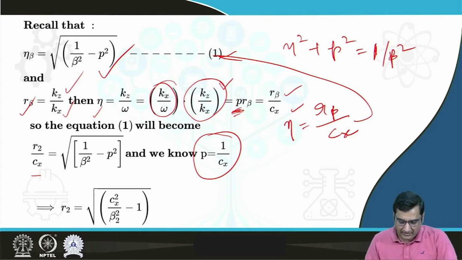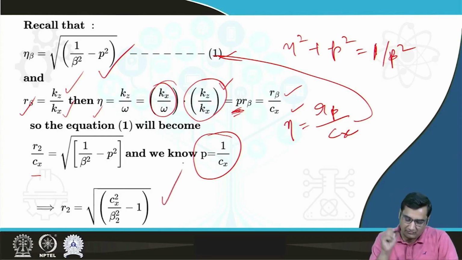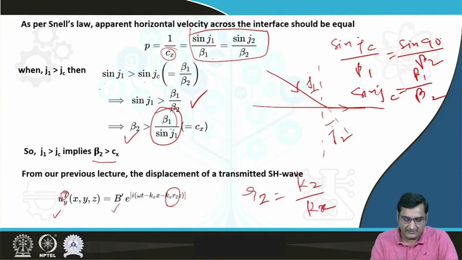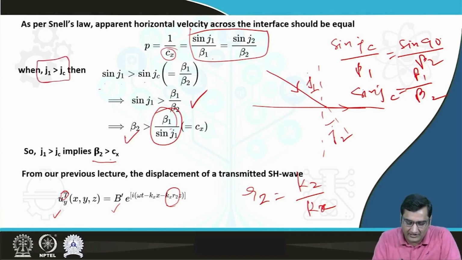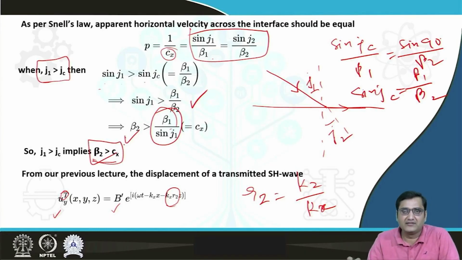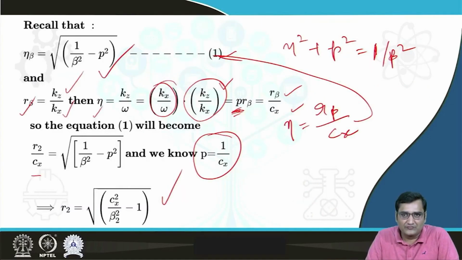So you can basically understand here that if Cx is greater than β1, that means this will be a real quantity. In case Cx is less than β2, that we have seen in this particular case where the incident angle is greater than θc, then what will happen? The β2 will always be greater than Cx. That means Cx will be smaller than β2. So what will happen in that case?